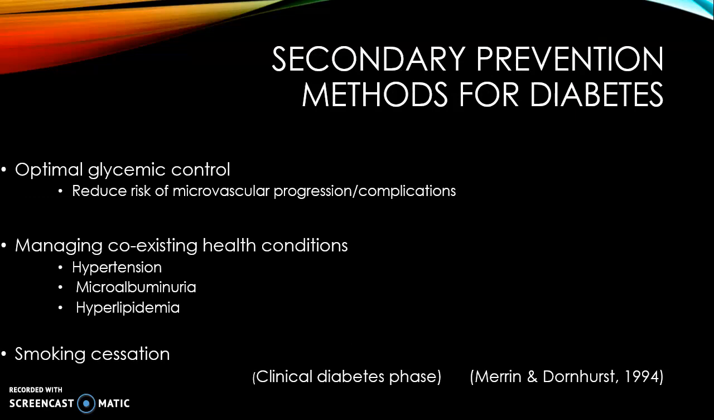Secondary prevention for diabetes would include things to help reduce the progression, such as managing coexisting health conditions. These conditions could include hypertension, high cholesterol. We also want to maintain glycemic control and discontinue unhealthy habits such as smoking. Secondary prevention would occur during the clinical diabetes phase.